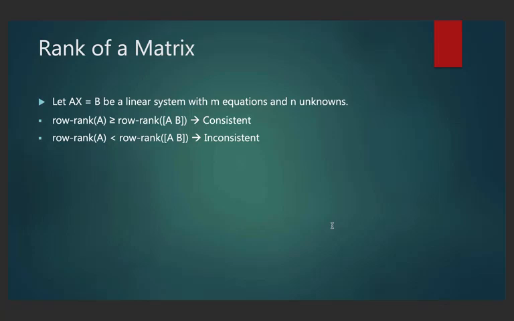And also, if a matrix is of order m cross n, then the rank of A is less than or equal to the minimum of m and n. And if A is of order n cross n, that means it's a square matrix, and the determinant of A is not equal to 0, then the rank of A is n. And also if A is of order n cross n and the determinant of A is 0, then the rank of A will always be less than n.